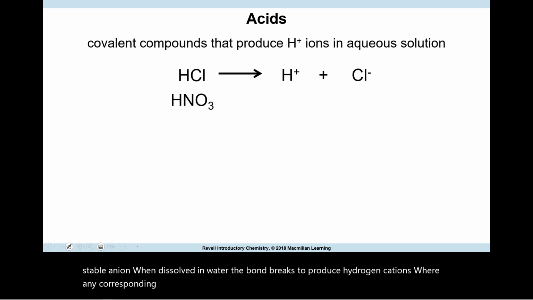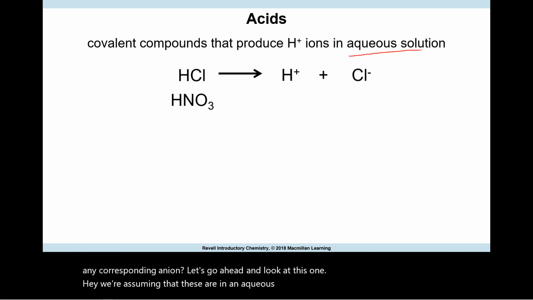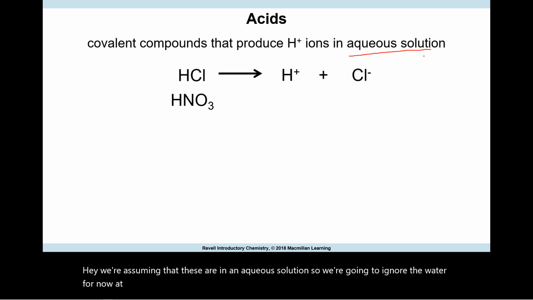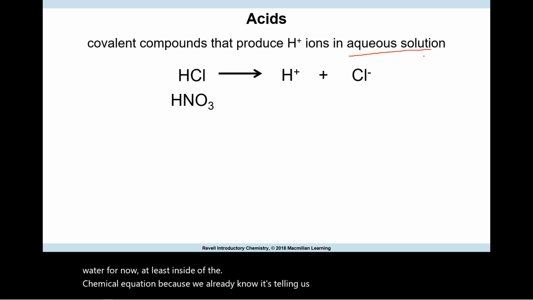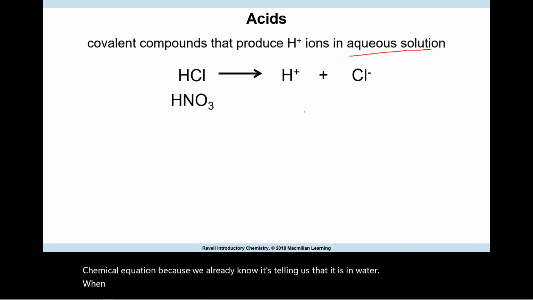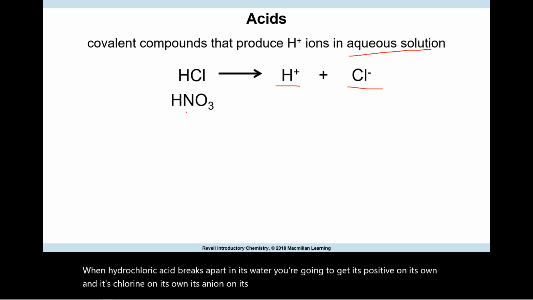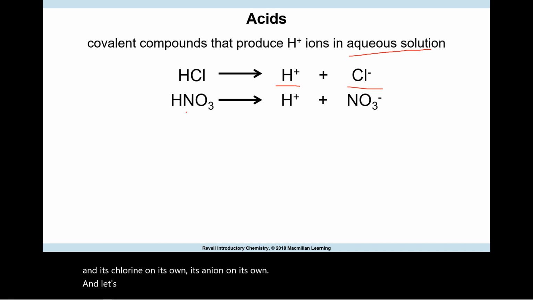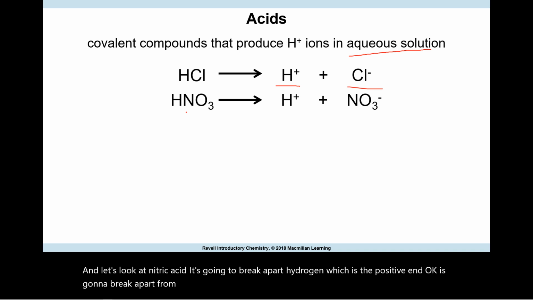Let's go ahead and look at this one. We're assuming that these are in an aqueous solution, so we're going to ignore the water for now, at least inside of the chemical equation, because we already know it's telling us that it is in water. When hydrochloric acid breaks apart in its water, you're going to get its positive on its own and its chlorine on its own, its anion on its own. Let's look at nitric acid. It's going to break apart. Hydrogen, which is the positive end, is going to break apart from the polyatomic ion, which has the negative end.